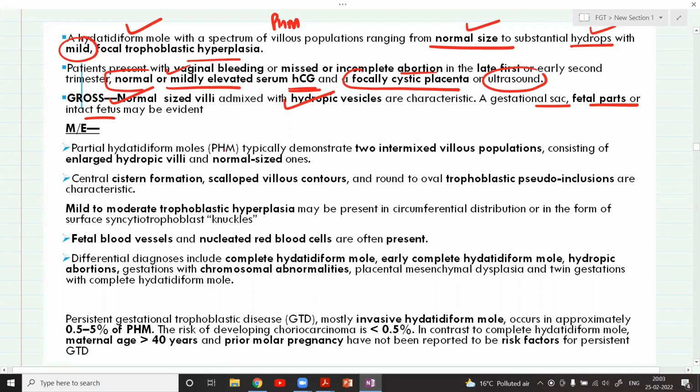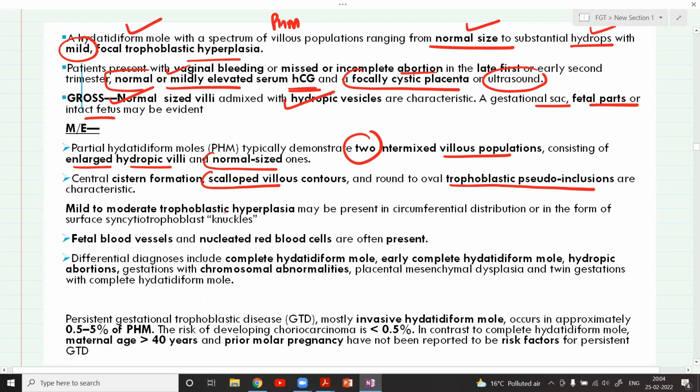So in partial mole, as we saw on microscopy, there are two intermixed villus populations. One is normal sized villi, as I showed you, and one is enlarged hydropic villi. Very important, the expanded hydropic villi have a scalloped border, and there is also a presence of trophoblastic pseudo inclusions.